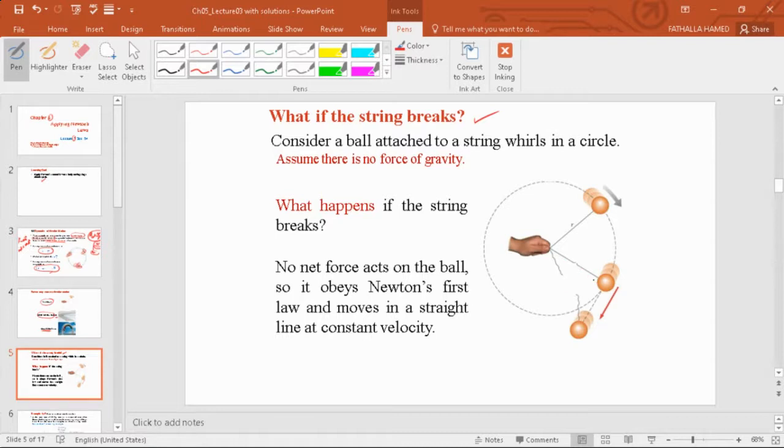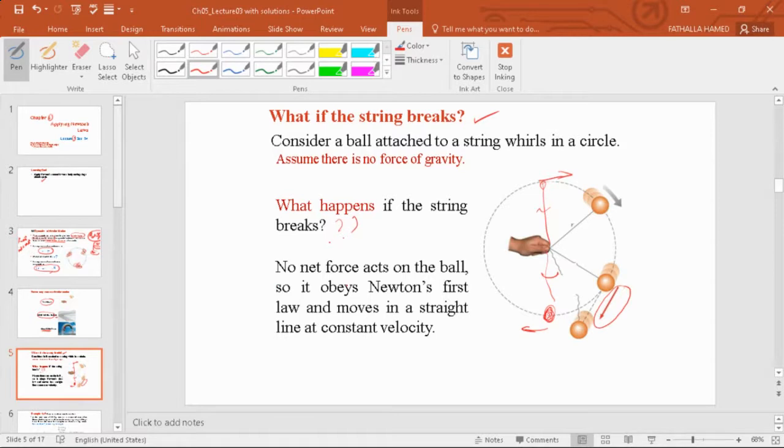As soon as this breaks, then there is no force pulling the mass toward the center, and the mass is free to move on its own now. If it breaks here, you will find that it's moving straight in this direction. If that happens for a mass here, it will be moving that way if you break the string here. If you break it, let's say here, it will be moving that way. And that's why we ask, what happens if the string breaks?